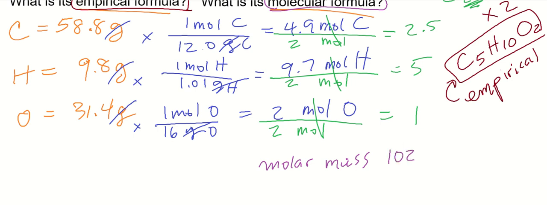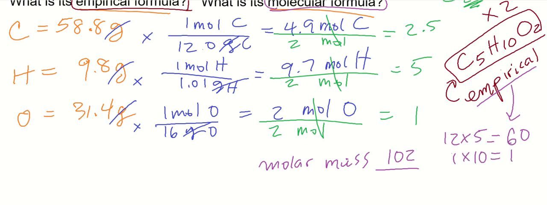So 102, and then the empirical mass. We need to get that mass. So carbon is 12 times 5, let's say it's 60. And then hydrogen is 1 times 10, and that's 10. And oxygen is 16 times 2, and that's 32. So let's roughly see what the molar mass of this empirical formula is. 60 plus 10 is 70, plus 32 is 102. Oh, look at that, 102.